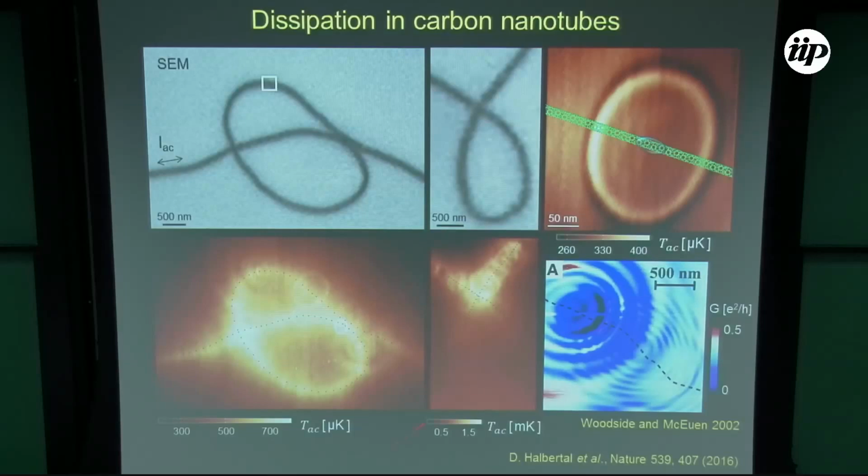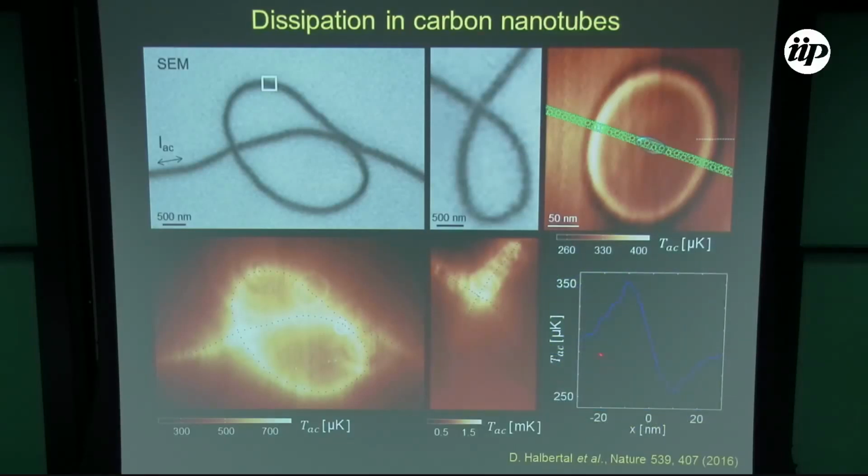Similar features have been seen in scanning gate microscopy using an atomic force microscope. But there, what is measured is the conductance through the carbon nanotube. Here, instead, we measure the temperature of this quantum dot as a function of the position of our tip. And if we take a cross-section through here, we see that the quantum dot heats up by some 50 microkelvin if we put our tip here. And if we move it 20 nanometers away, it cools down by another 50 microkelvin.